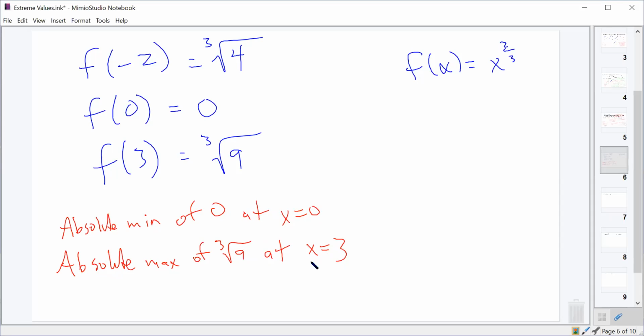And so on the closed interval from -2 to 3, the absolute minimum is 0. It occurs at x equals 0. And the absolute max is the cube root of 9, and it occurs at 3. Any questions on that? Or everybody okay with that?